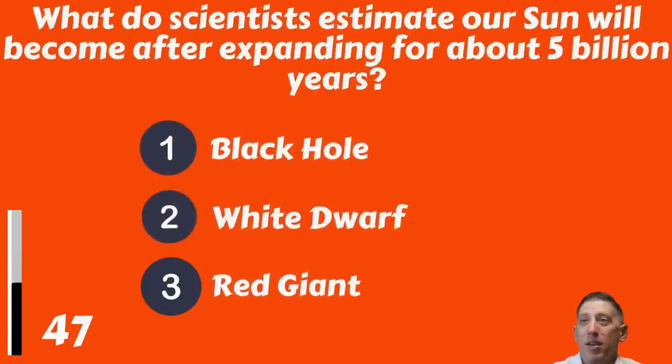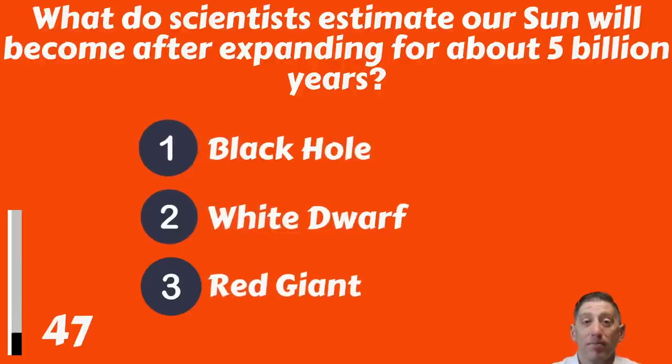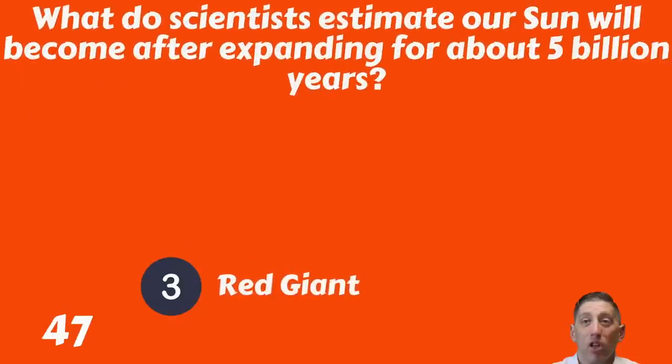What do scientists estimate our sun will become after expanding for about 5 billion years? A black hole, a white dwarf, or a red giant? A red giant.